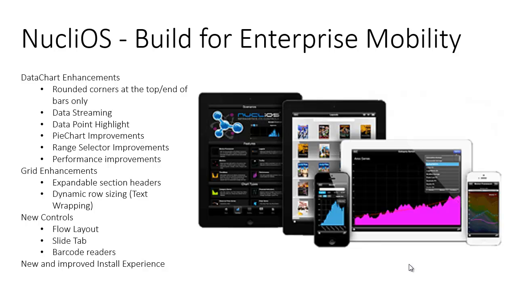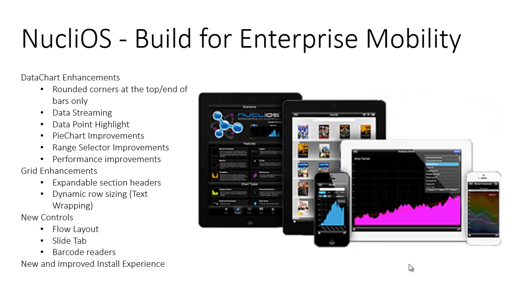And then very specifically in Nucleus, which is our native Objective-C controls for iOS development, we've done some new controls and enhancements across existing controls. In the data chart, there are usability and beauty enhancements: rounded corners, data point highlights, range selector improvements. On the grid, we've got expandable section headers and dynamic row sizing, which is really about text wrapping, so each row can now have a different size based on the text size. We have some new controls: flow layout, slide tab, and barcode readers.